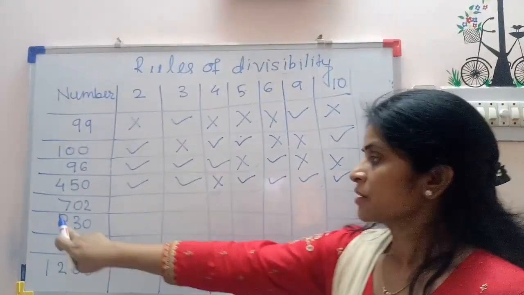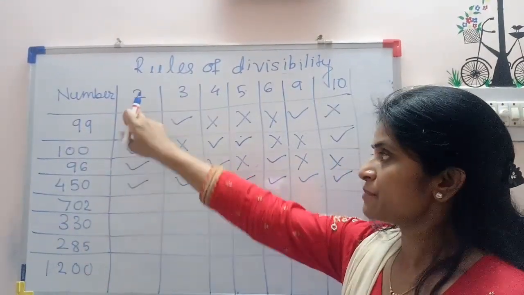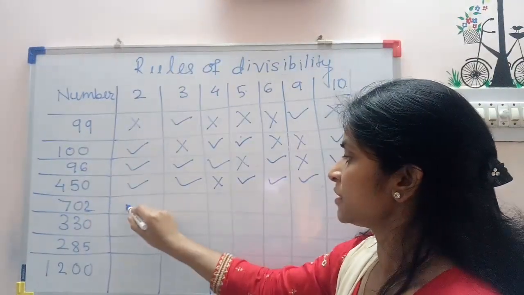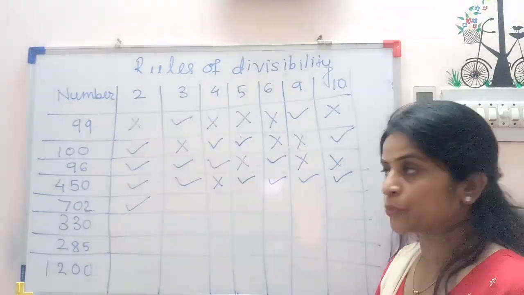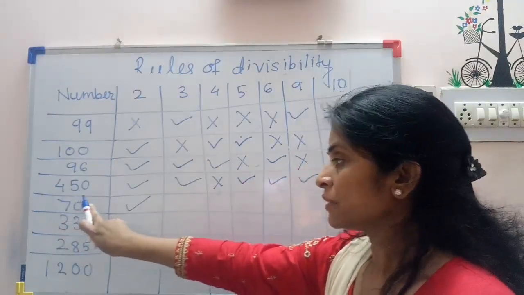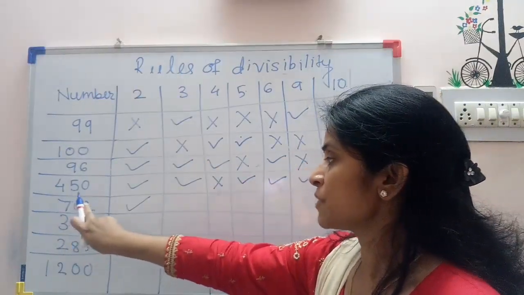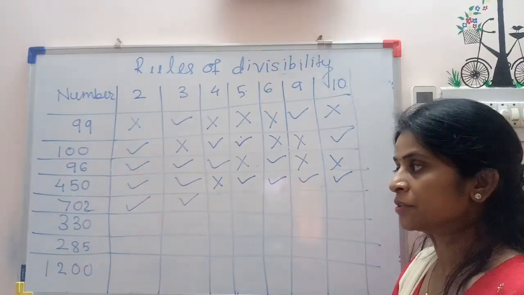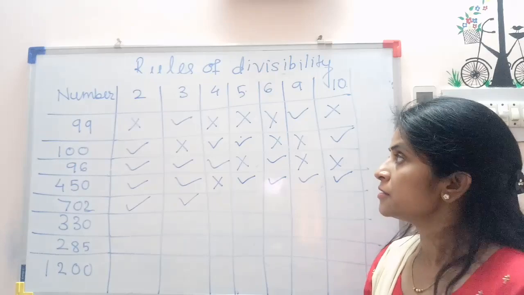Now, let's see. 702 is divisible by 2 or not. See, this number ends in 2, which means it is divisible by 2. Whether it is divisible by 3 or not, we will add all the digits. 7 plus 0 plus 2 is 9. 9 is divisible by 3. So 702 is divisible by 3.